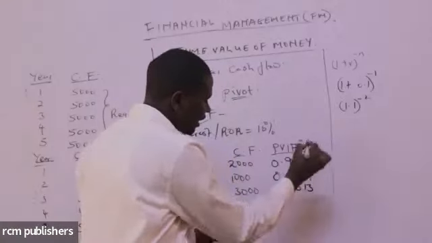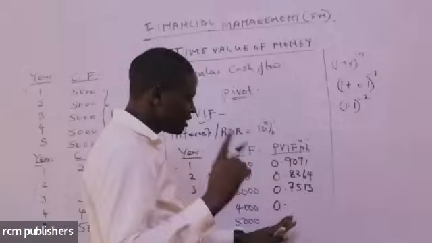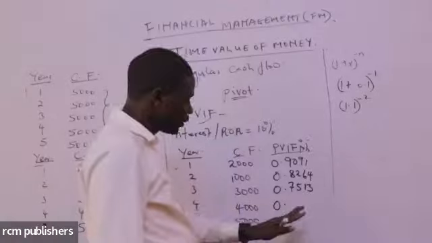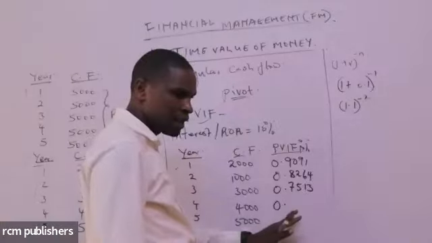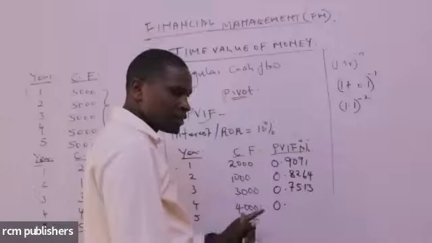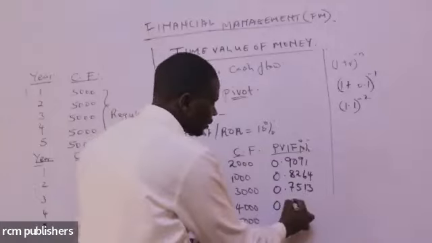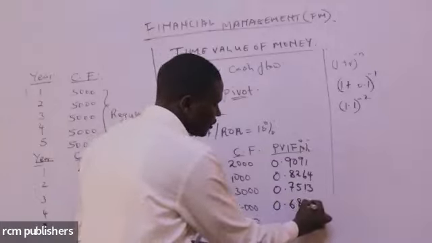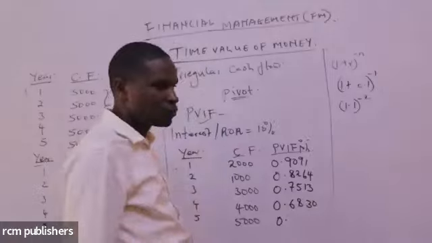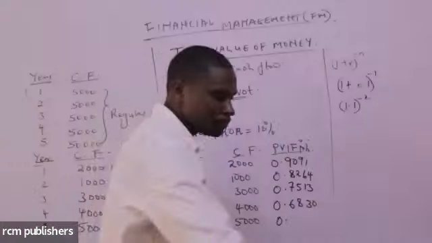We are almost there. That's why we are saying that this new year things are going well. Give me the next one, year 4, just raise to negative 4. Don't forget, 60 something. 0.6830. Please give me the last one.